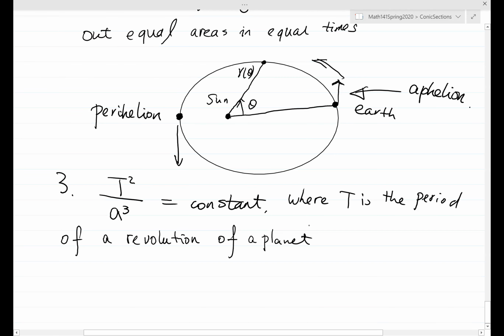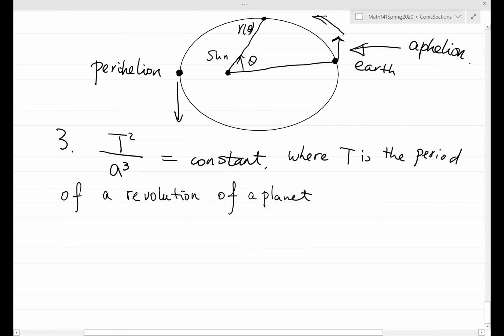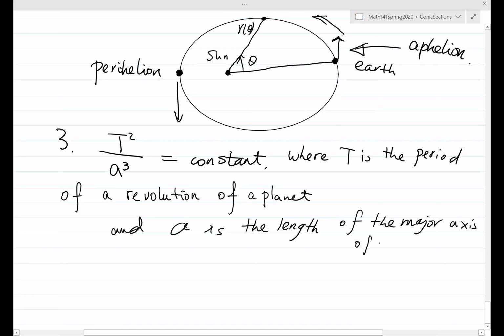Now you see, a is the parameter for this ellipse, and the parameter a is the length, or half the length, of the major axis of its orbit. Or half of that. It's not a big deal.